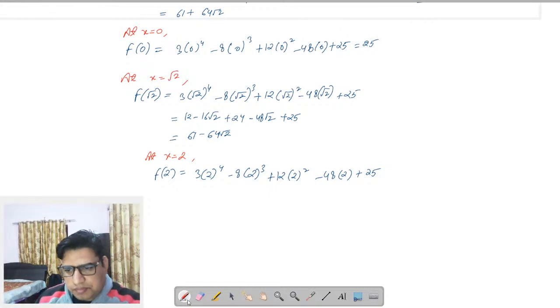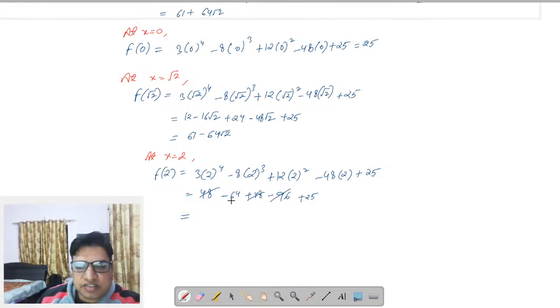Okay, so how much will this be? 2 to the power 4 is 16, times 3 is 48, minus 2 to the power 3 is 8, so 64, 4 times 48, minus 96 plus 25. So how much will it be? Let's see. 96 will get cancelled out, 48 plus 48 is 96, minus 96, and here we have 64 minus 25. How much is that?